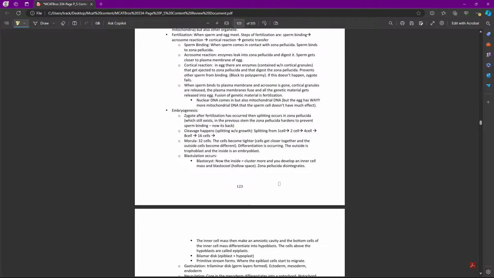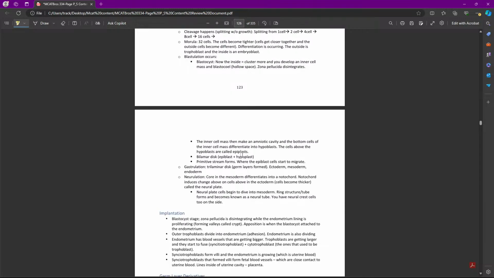Blastulation occurs where it forms that hollow tube, and it starts to fold on itself. Inner cell mass is that amniotic cavity, and many of the cells in the inner are differentiating into hypoblasts. Hypoblasts are called epiblasts. Bilaminar disc, primitive streak forms when the epiblast cells start to migrate. Gastrulation is process of producing the 3 different layers: ectoderm, mesoderm, endoderm.